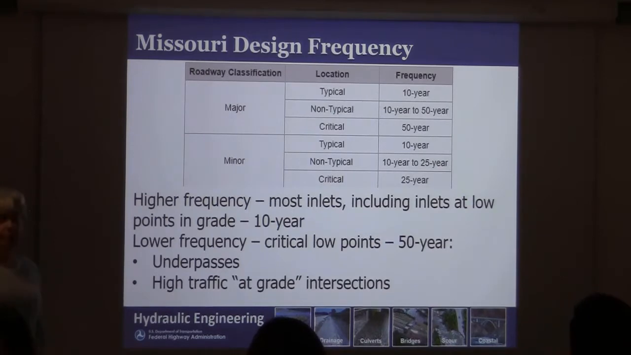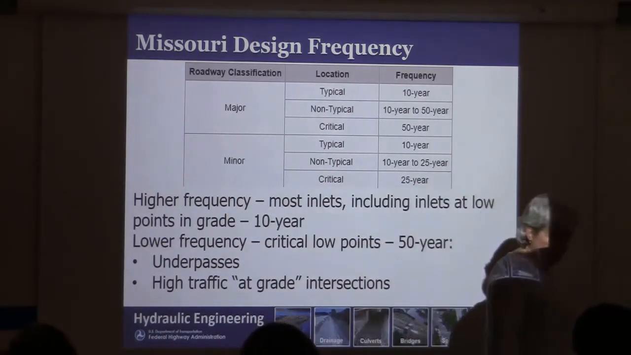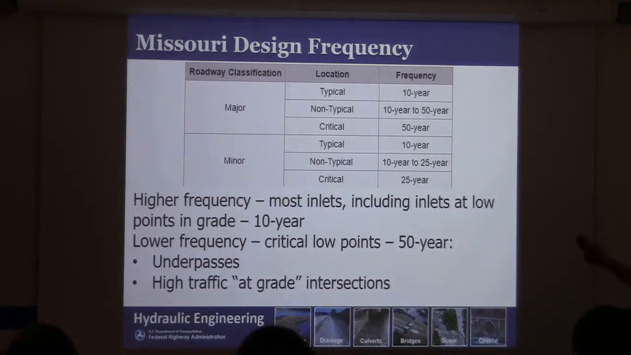So here's your Missouri design frequency, and you can see for a major road, the typical is a 10-year frequency. The non-typical can look like that if you're on a super elevation. I can't remember what else it was. There are a few others they name in your EPG. But if it's a critical area like a sag, then you're designing for that 50-year. And in a minor road, it's pretty much the same, except in the sag, you're going for the 25-year. But that non-typical is up to a 25-year.